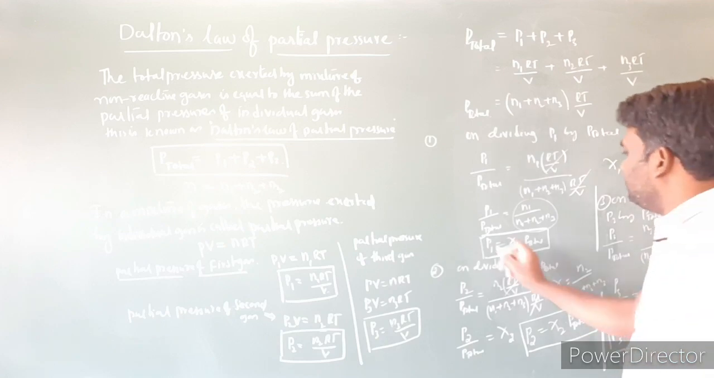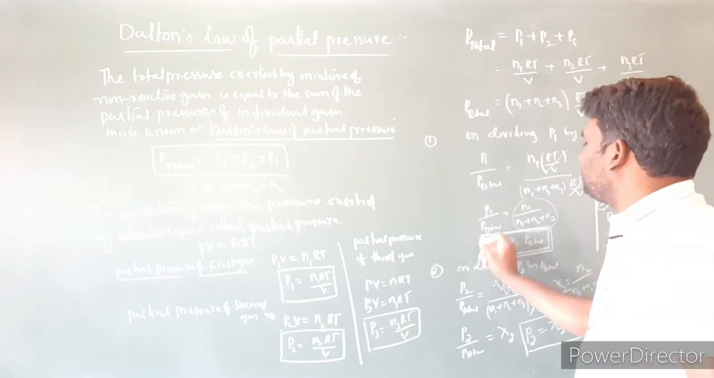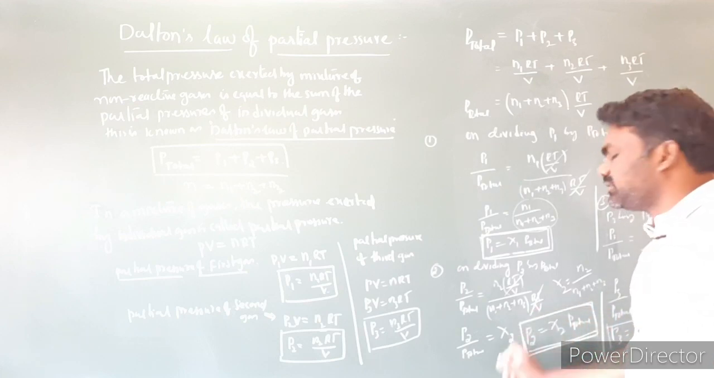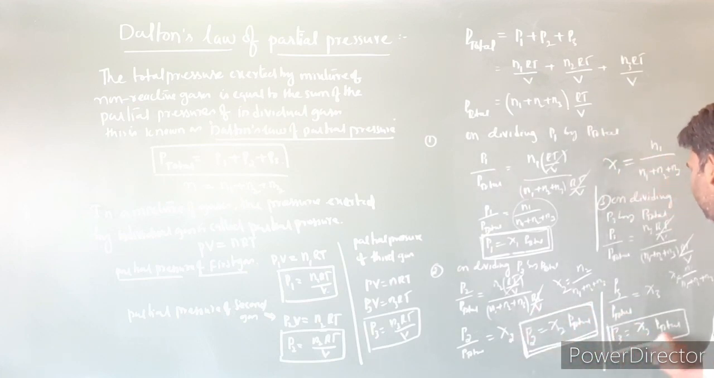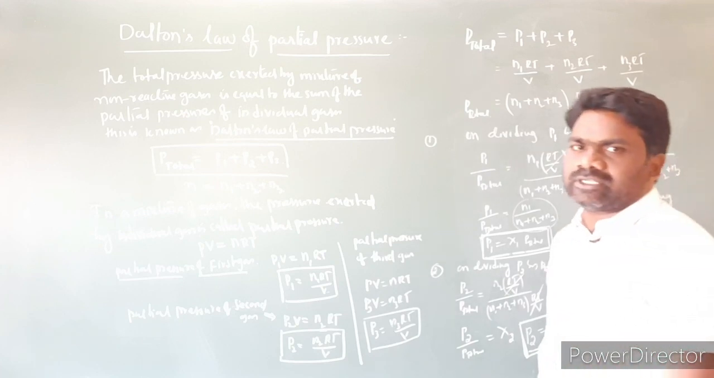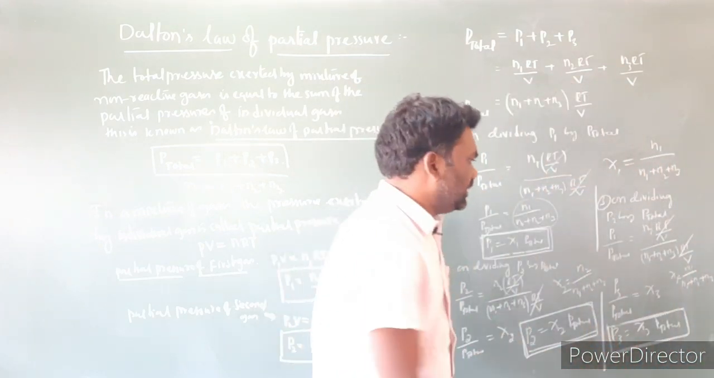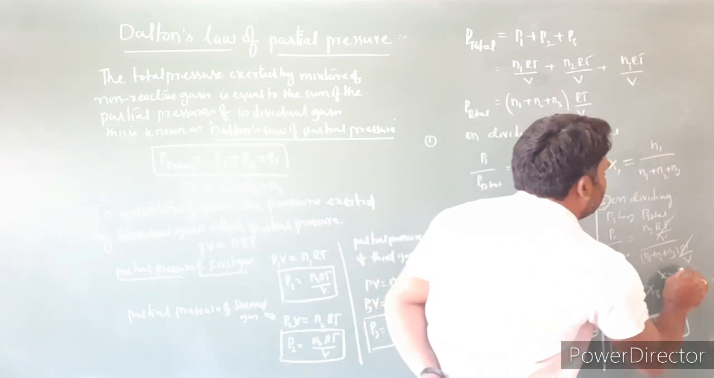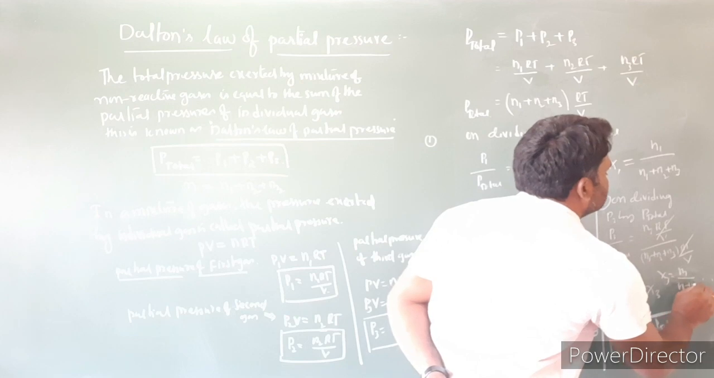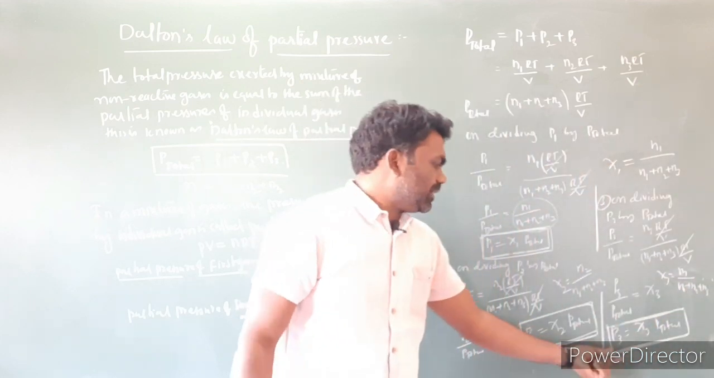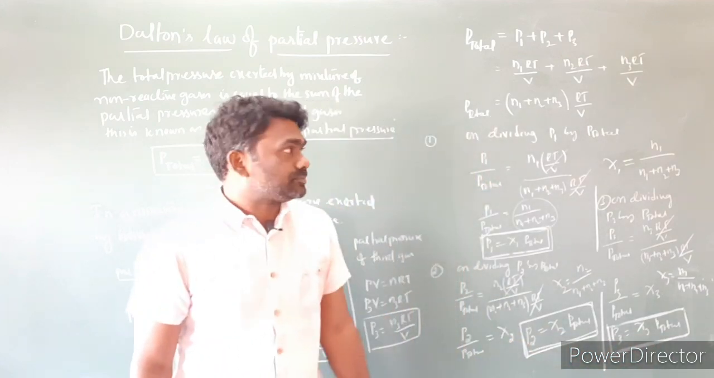So this is the formula we have to use to calculate the partial pressure of the first gas, and this is the formula to calculate the partial pressure of the second gas, and this is the third formula. This is the formula we have to use to calculate the partial pressure of the third gas. Here, what I'm writing is not visible. So X3 is equal to N3 by N1 plus N2 plus N3. So this is the partial pressure of the third gas.